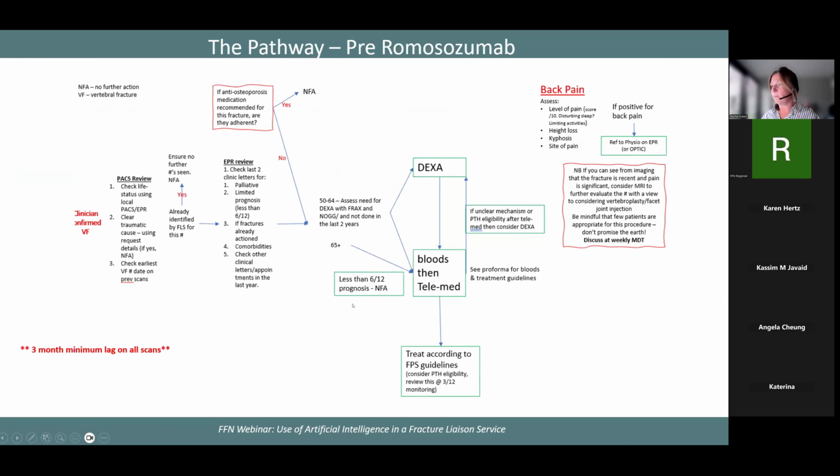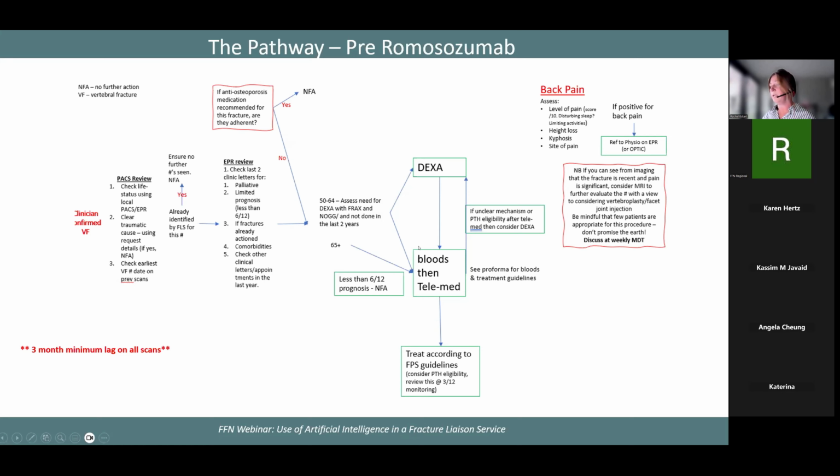So we came up with a pre-Ramo. Importantly, this was going back before we had use of romosozumab within FLS. It's changed slightly now, but it made us sit down and map out, right, we're finding all of these patients, so how are we actually going to bring that within the FLS? Because the numbers were huge, as was previously mentioned in Kasim's talk, the scope to actually improve the numbers of staff and things like that was not there. So we had to work with what we had to make sure that we were making the most of this technology that we had access to.